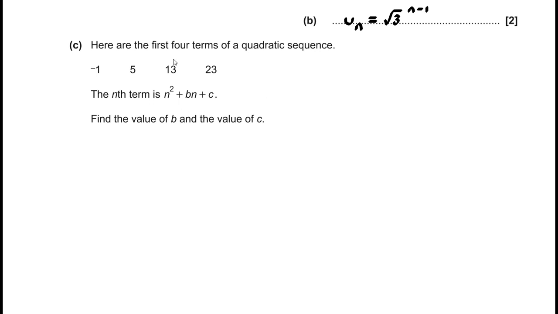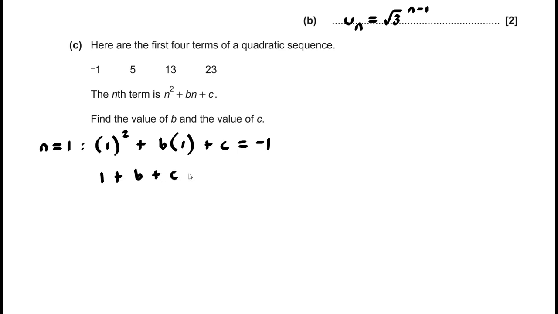Part C. Here are the first four terms of a quadratic sequence: minus 1, 5, 13 and 23. The nth term is n squared plus bn plus c. We have to find the values of b and c. If I take a look at the first term, that's when n is 1. I've got 1 squared plus b times 1 plus c, and that's equal to minus 1. So I've got 1 plus b plus c equals minus 1. b plus c is then equal to minus 2.